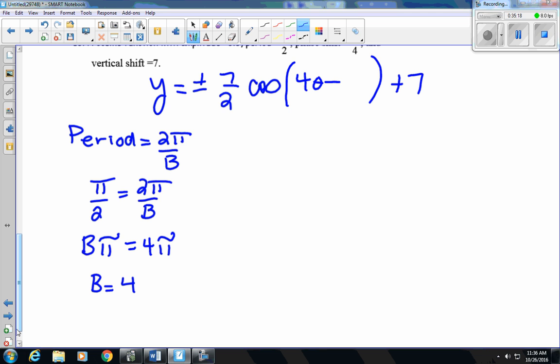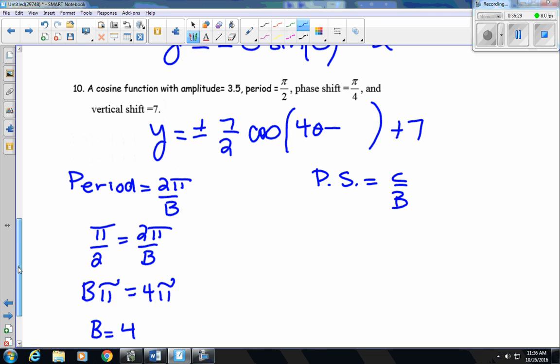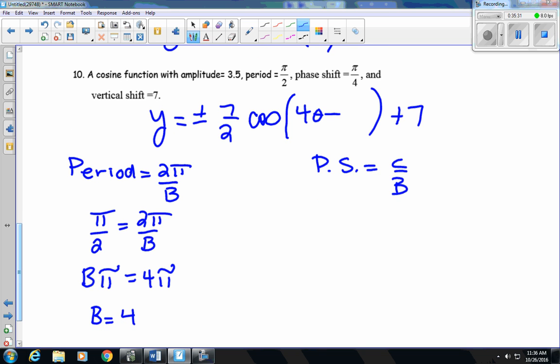Now let's do the same thing for the phase shift. We've already applied the negative sign. So phase shift equals C over B. Well, they told me the phase shift is, I forgot, pi over 4. So pi over 4 equals C, that's what I'm trying to find, over 4.